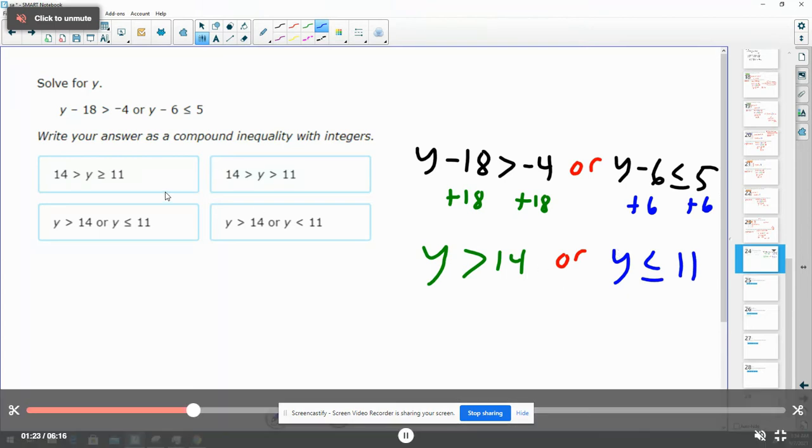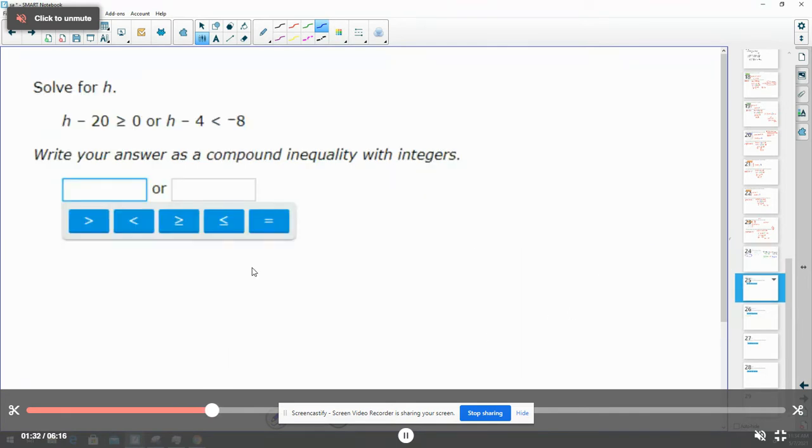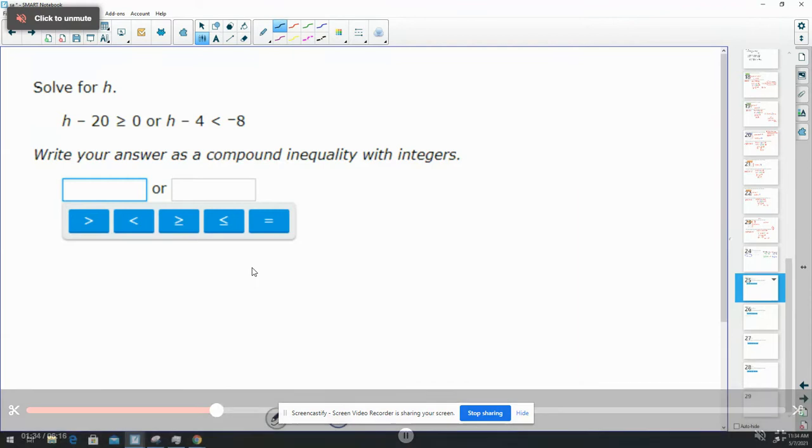Right, so now we look at our answers. These two don't even have or in them, so it's going to be this one right here. Make sure the sign matches up. This is less than or equal to, not less than, so make sure your signs match up.